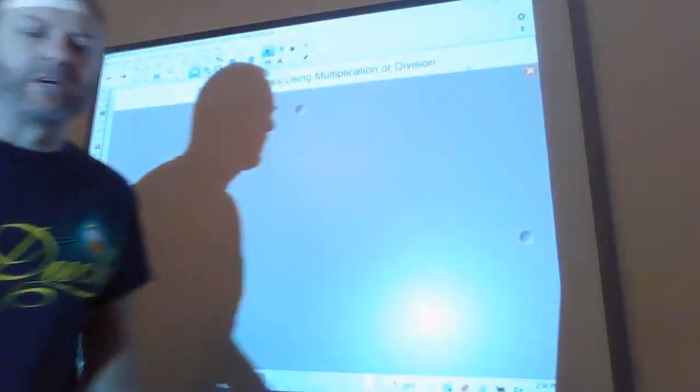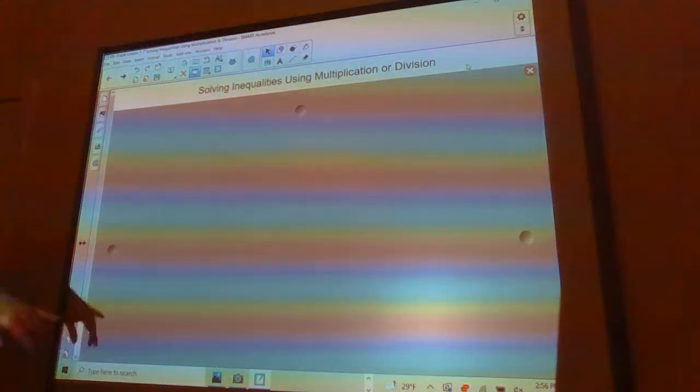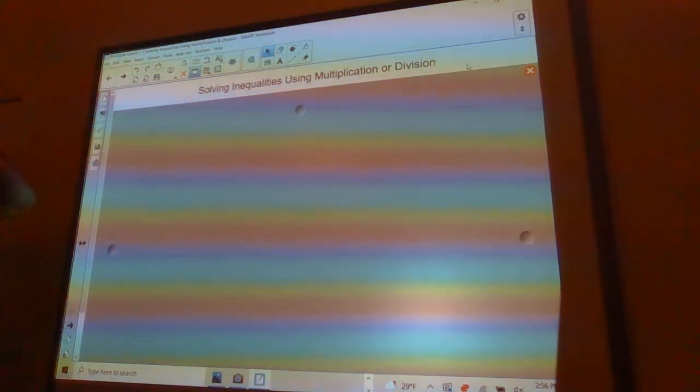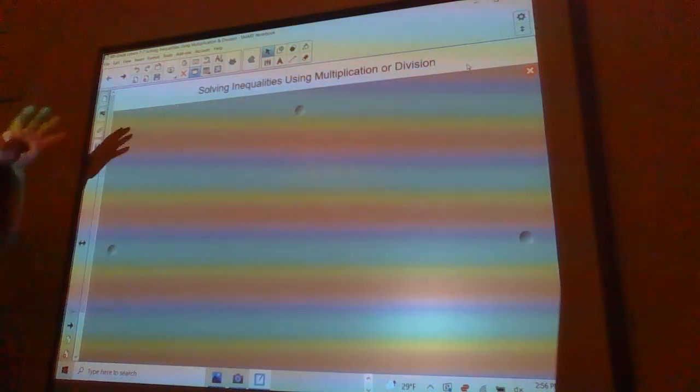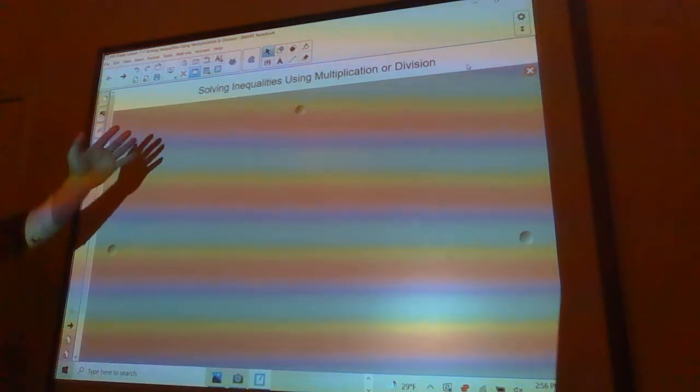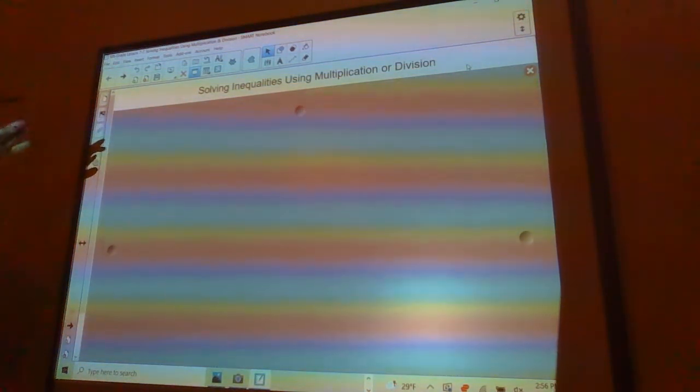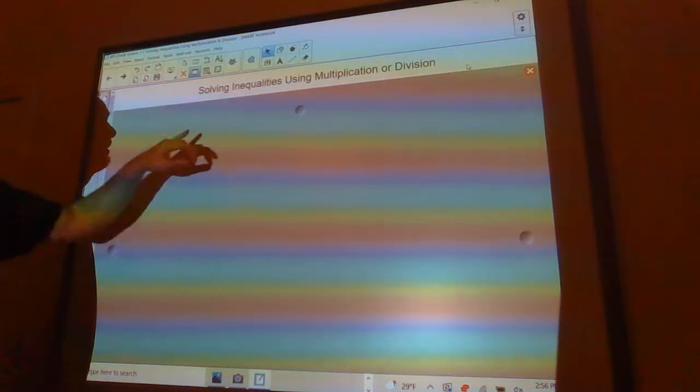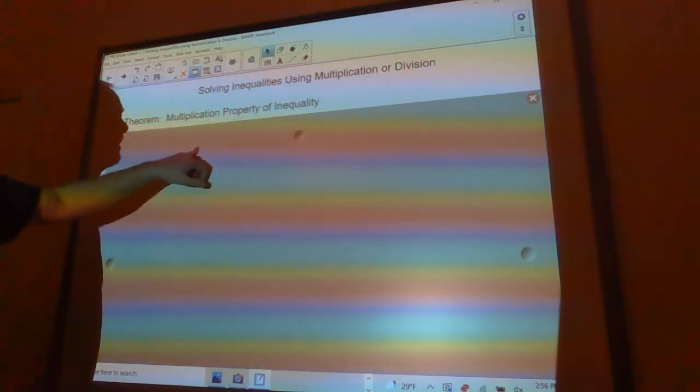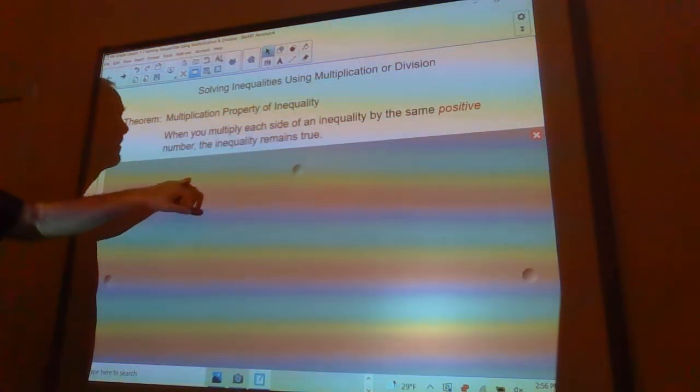Hello everybody, today we're going to talk about solving inequalities using multiplication or division. Now we talked about doing it with addition and subtraction. There was no difference between solving equations and solving inequalities, but with multiplication and division there are some changes.